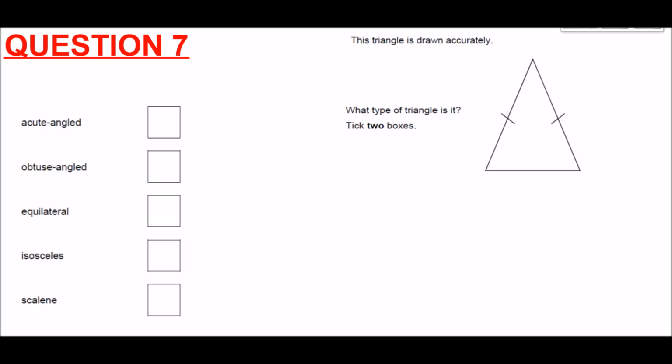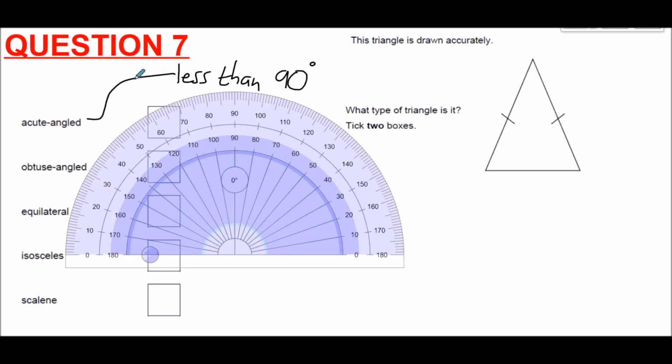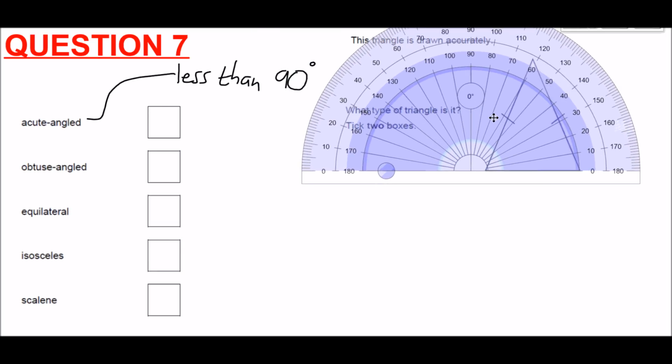Number 7. We have a triangle which has been drawn accurately apparently, and it says what type of triangle is it? Tick 2 boxes. So an acute angled triangle is where all angles are acute. So acute means less than 90 degrees. So because it says it's been drawn accurately, we could take advantage of this and just see if we're not sure. So if we get a protractor up, we could actually measure each angle.